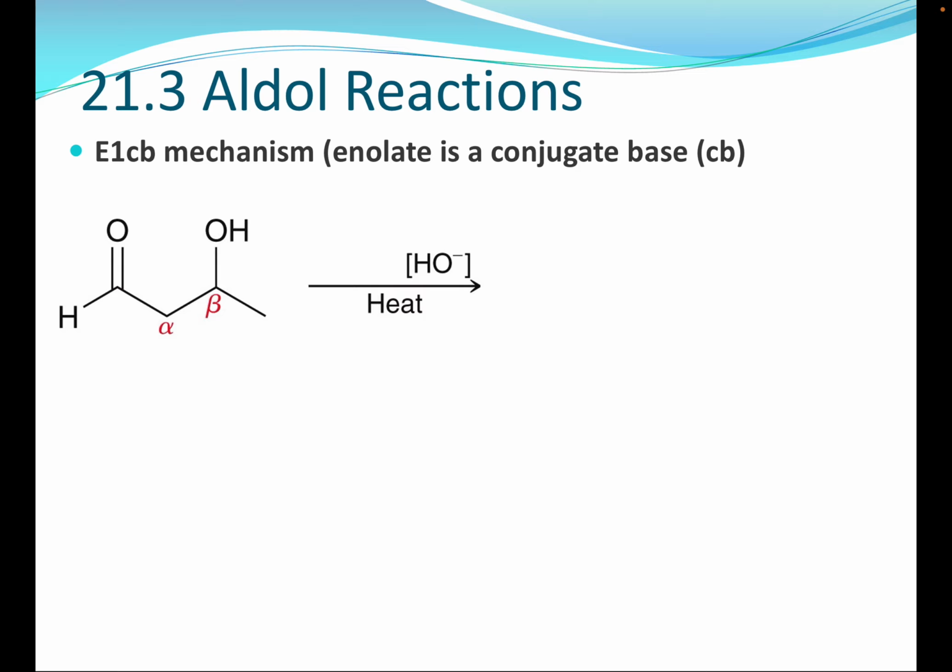So let's practice the base catalyzed mechanism for this. And as a side note, sometimes you will see the base catalyzed version of this mechanism referred to as an E1CB mechanism. What that means is that your enolate is a conjugate base, so that's what the CB stands for. And generally speaking, the elimination could be occurring through the E1 mechanism. It partially depends on what the structure of the molecule looks like.